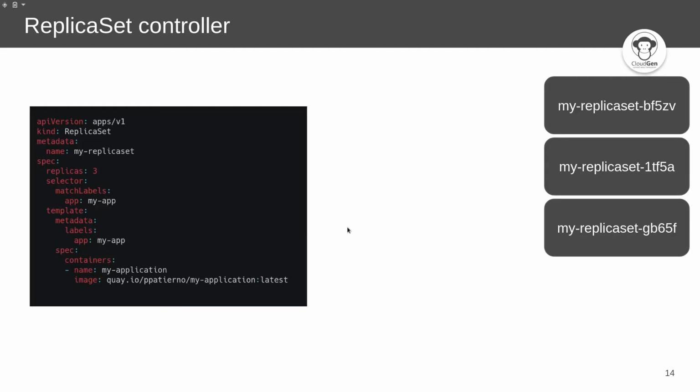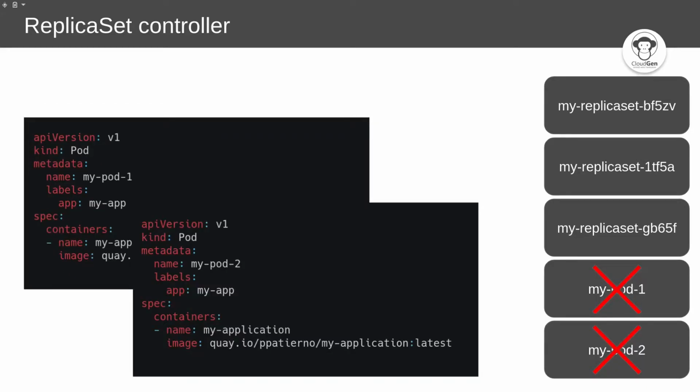The replica set controller will see that the spec doesn't match the status because I don't have 5 pods, but I have just 3 pods running, and it will add 2 more pods in order to match what you are asking for. Let's do the other way around.